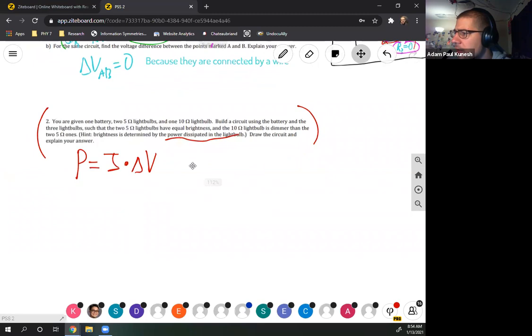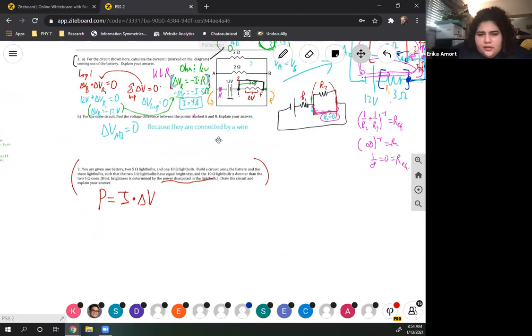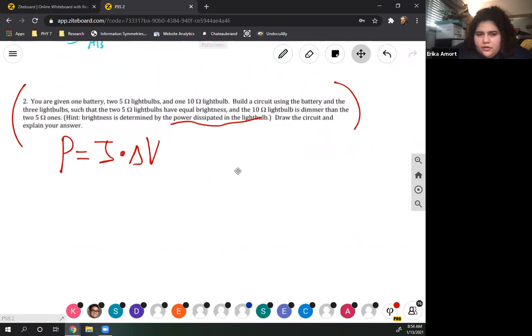Can't we just assume that the 10-ohm light bulb is going to be dimmer anyway, because it's already using up more energy than the 2 5-ohm light bulbs?